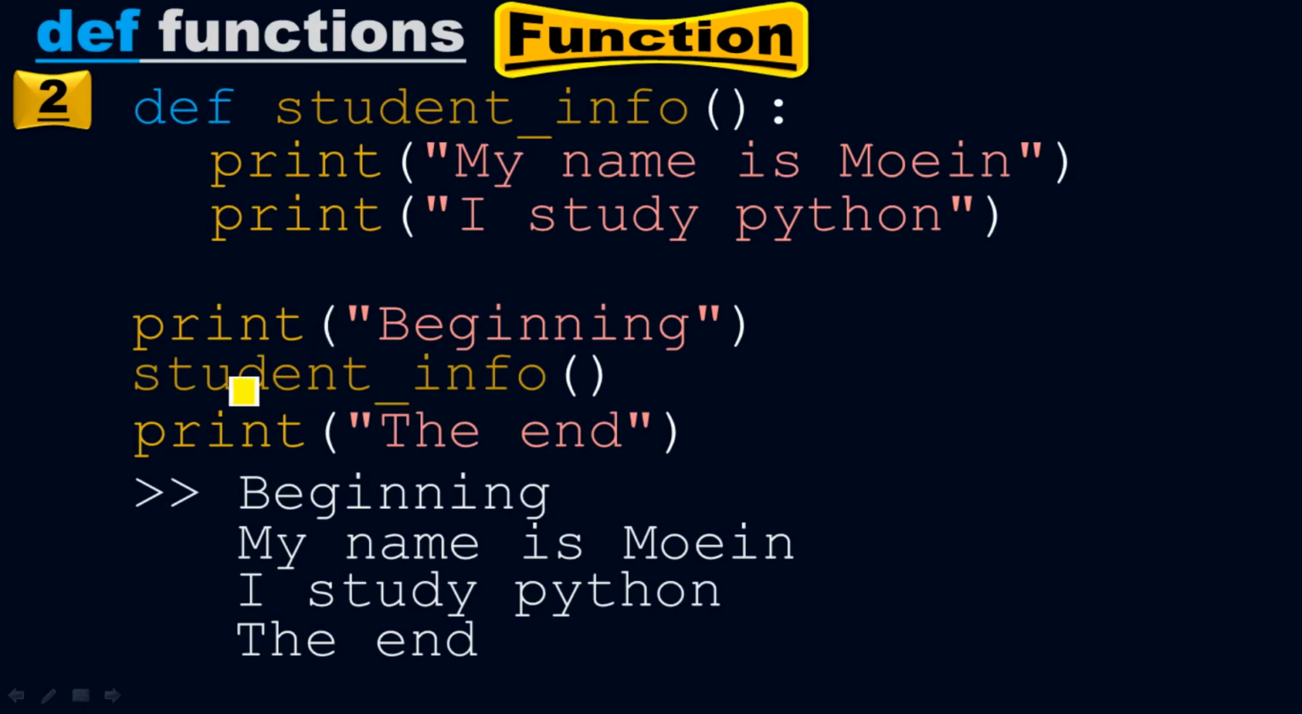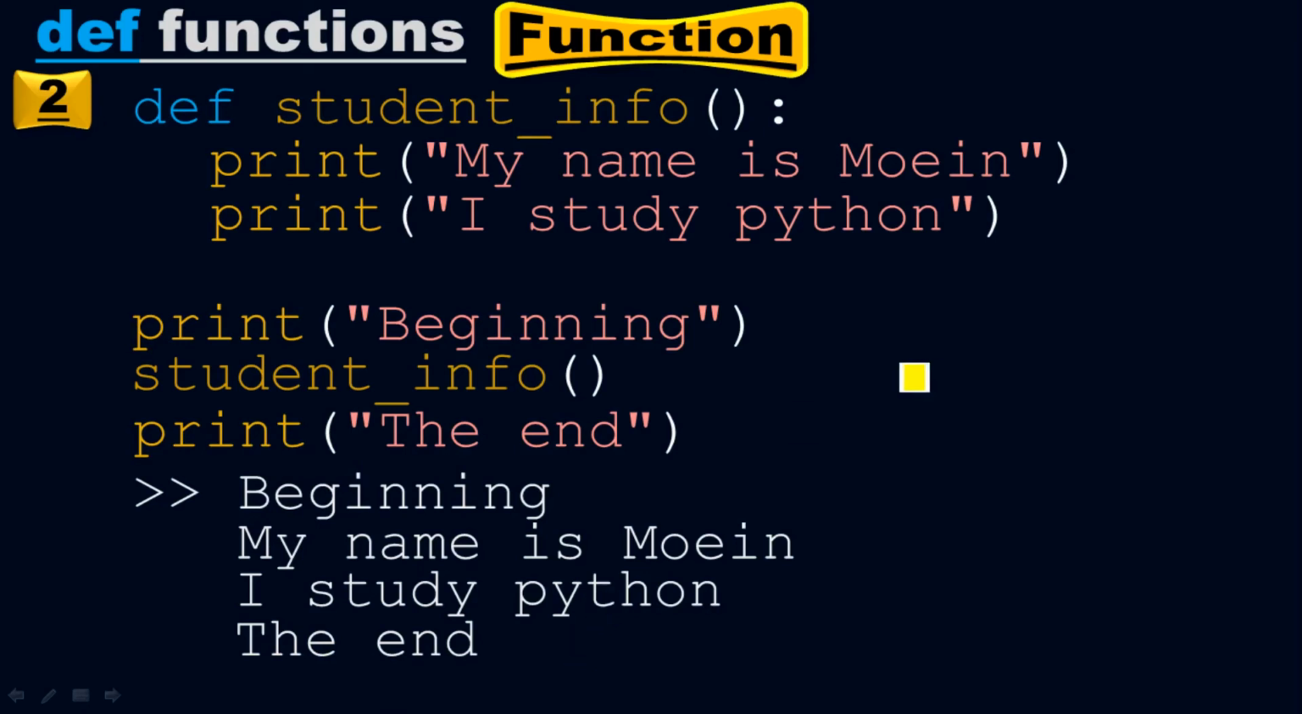This print function is before the defined function. Therefore, it comes first. And then at the second stage, the defined function comes. Now we call the defined function here. It goes up and then prints these two statements: my name is Moein, I study Python. And then at the end, we have the ending statement, which is the end, because this print function is after the defined function. So first this statement will be printed, and then the defined function executes, and then the ending print function, print of the end, runs. So there we got the ending statement. I hope you got the point now.